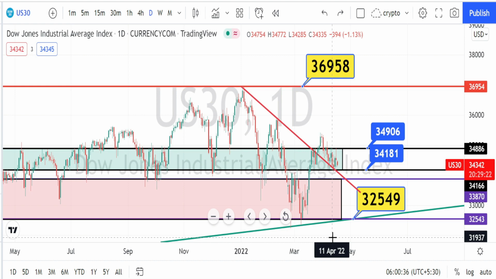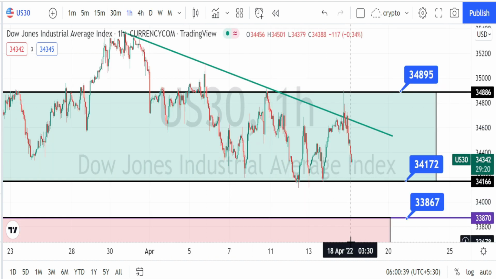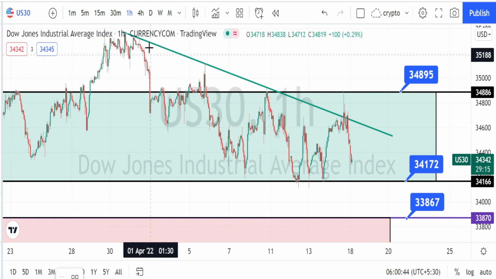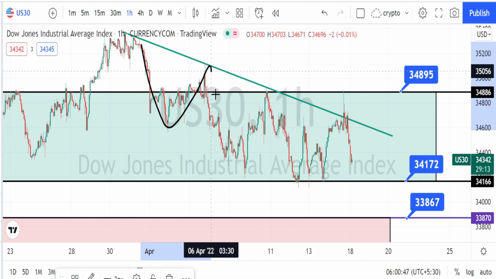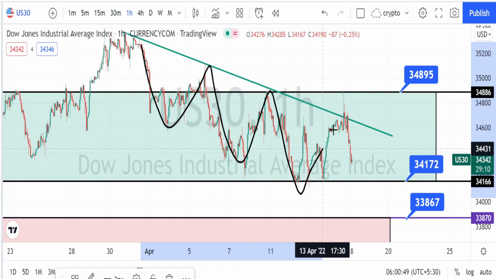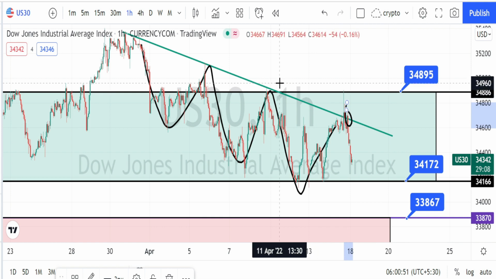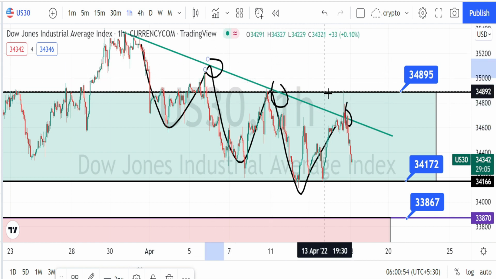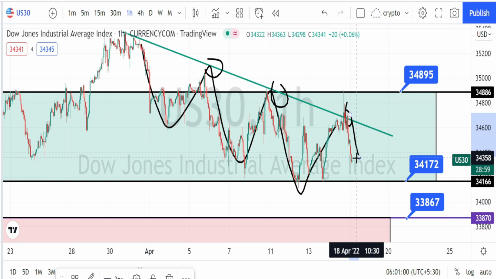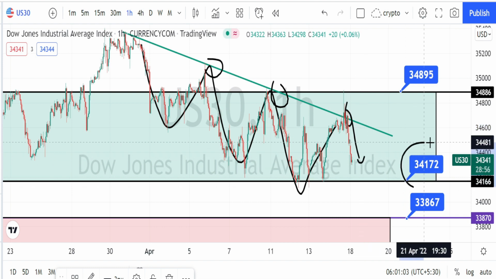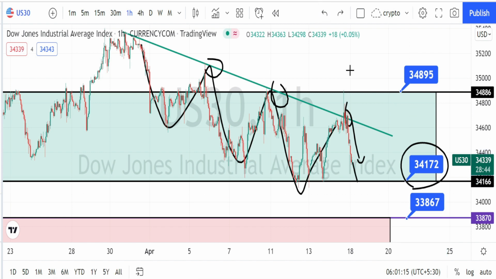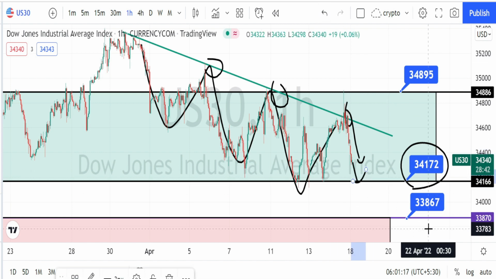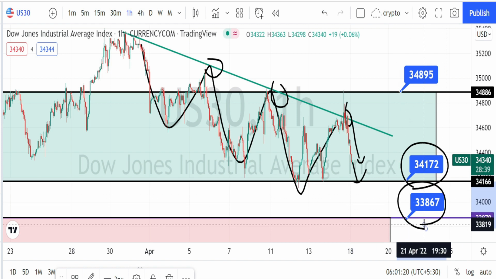Let us do the analysis in hourly time frame. I am in hourly time frame now. As mentioned in the daily time frame also, the current price action in hourly time frame is also in a very nice downtrend, taking resistance at the hourly time frame trend line or resistance line. If the bearish trend continues, we can expect the price action to take support on the higher time frame support level of 34172. And if the price action breaks this support level, next level of support is going to be around 33867 from the daily time frame.